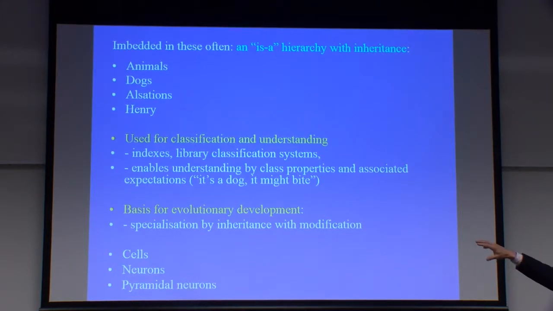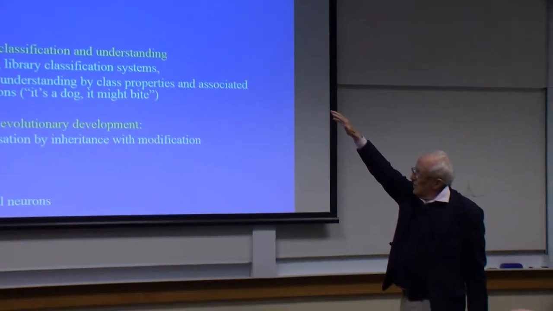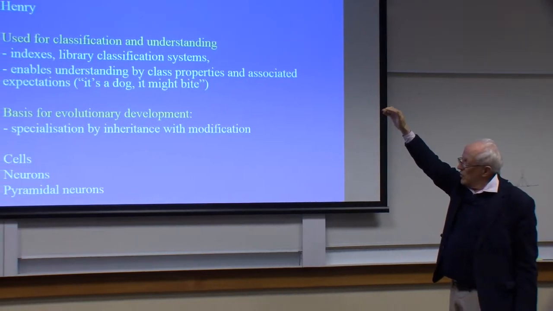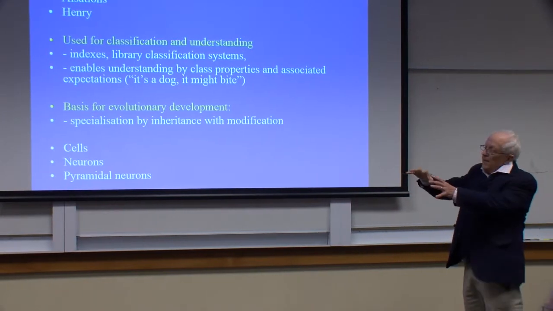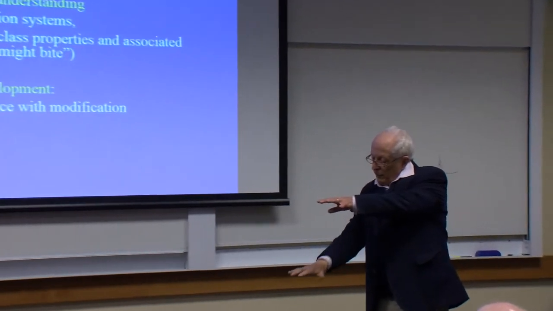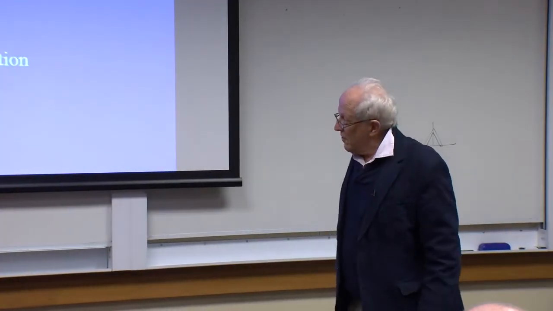It underlies a lot of evolutionary development. You have a generic kind of cell, and then you specialize it down to, let's say, a neuron, and then within neurons there are different kinds of neurons, so you specialize it down. Each time you're keeping the generic property, but you're specializing it to give it more and more detailed properties which enable it to do more and more specific tasks.